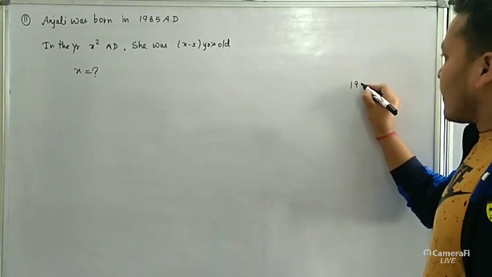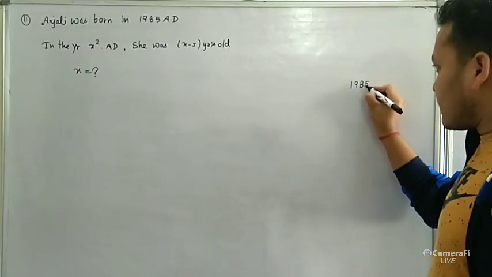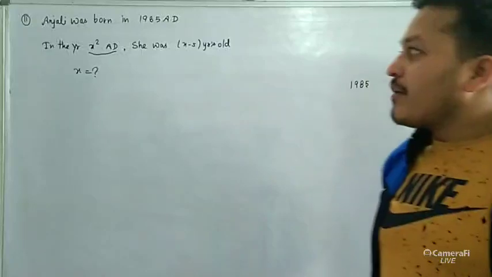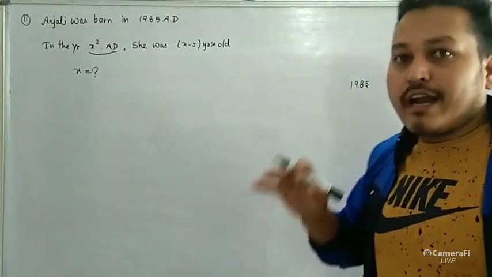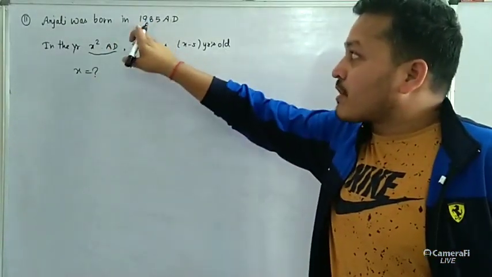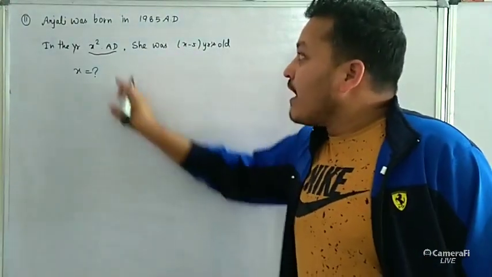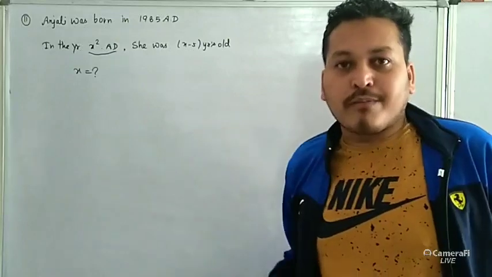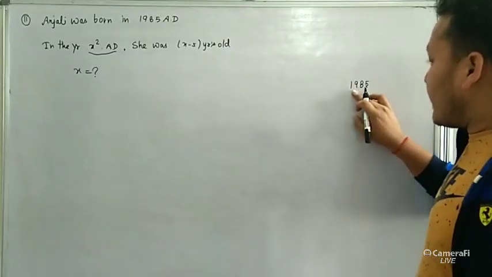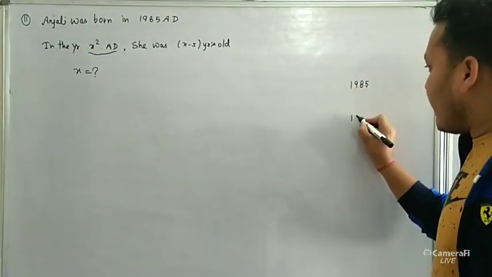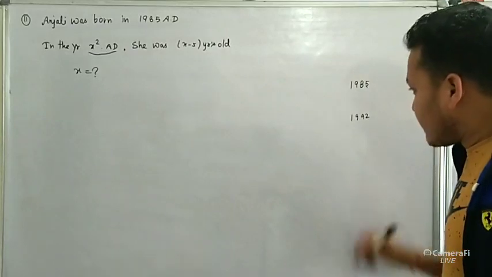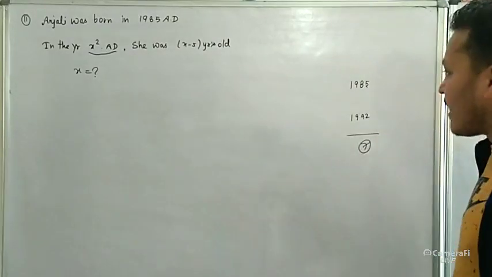If the birth year of any person is 1985, and in the year x square AD she was x minus 5 years old, what is the meaning of this statement? The x square comes after the 1985. इसकी एज बता रहा है x minus 5, इसका मतलब फॉर फ्यूचर की बात हो रही है. तो फॉर फ्यूचर की बात अगर लेके चले तो देखो, if the birth year of any person is 1985, and in the year 1992, his or her age is 7 years.